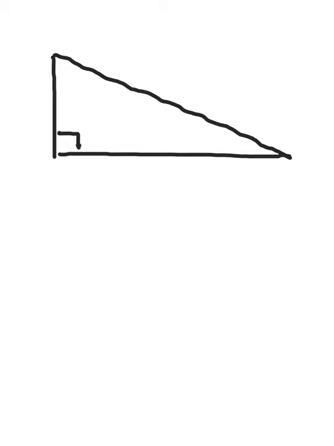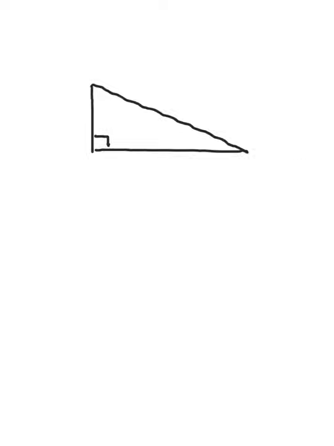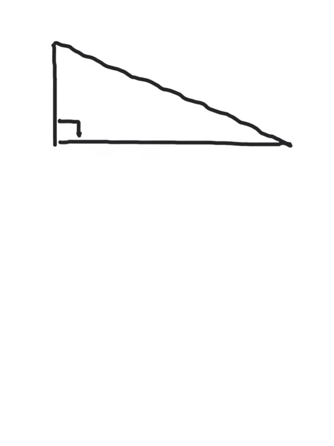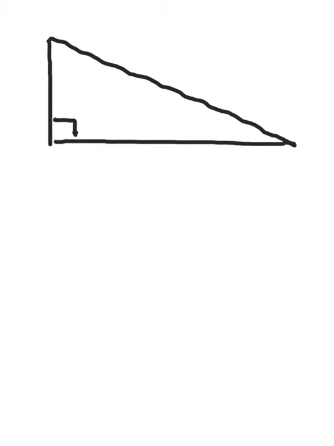Now I'm going to draw a similar triangle, which means that it's the exact same shape, just smaller. So maybe it would look like this, like this, and like this. And does it look like they're just smaller versions of the same triangle? Kind of, sort of. Okay.